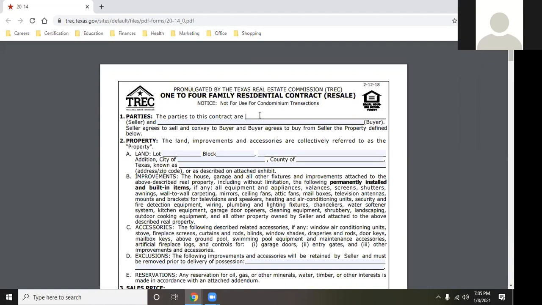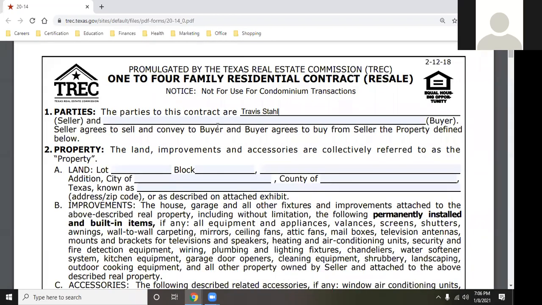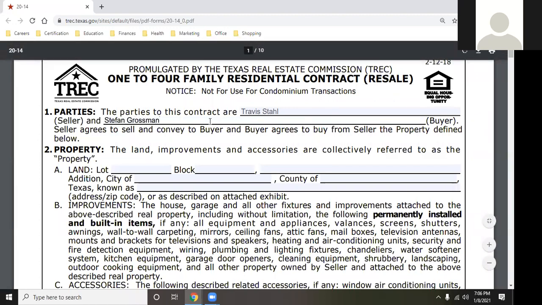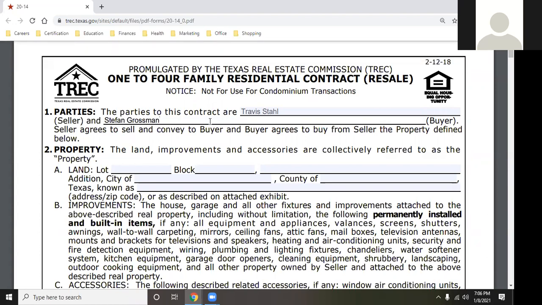Give a hypothetical here. Say for example that Mr. Travis is selling his property. Mr. Travis is selling his property, and in this situation, he's going to sell it to Mr. Stephen Grossman. Now, Mr. Grossman is going to be the one that's purchasing the property. So Mr. Grossman is the one that's actually drafting this contract. Mr. Stahl has no idea of what's going on. Because this is completely an offer is what this is.